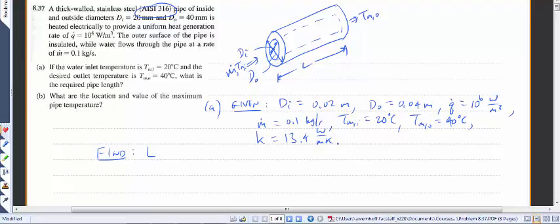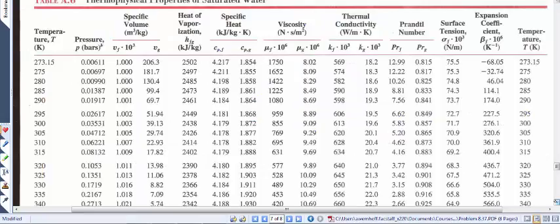With the water, we want to be able to find a few more properties. Table A6 allows us to determine the properties of saturated water. The ones we care about here are the specific heat for the liquid phase, which is shown here. It's 4.179 kilojoules per kilogram Kelvin. And we'll take the properties at 300 Kelvin, although technically they could be at a different temperature. We care about the viscosity of the fluid, which is 855 times 10 to the minus 6 Newton seconds per meter squared, or Pascal seconds. The thermal conductivity, which is 0.613 watts per meter Kelvin. And the Prandtl number, which is 5.83.